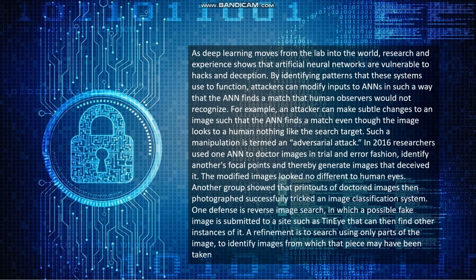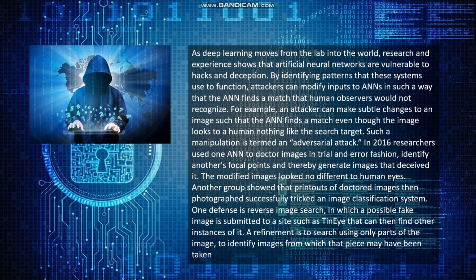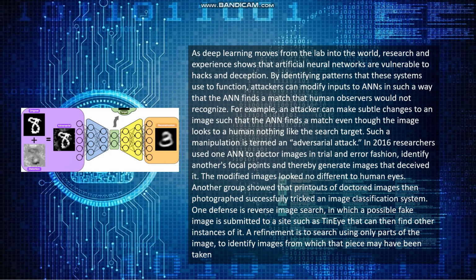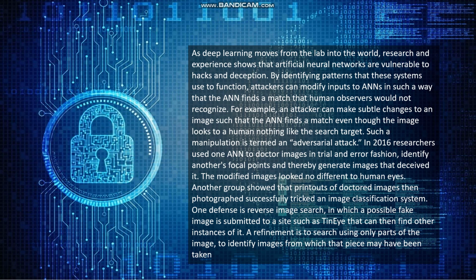As deep learning moves from the lab into the world, research and experience show that artificial neural networks are vulnerable to hacks and deception. By identifying patterns that these systems use to function, attackers can modify inputs to ANNs in such a way that the ANN finds a match that human observers would not recognize. For example, an attacker can make subtle changes to an image such that the ANN finds a match even though the image looks to a human nothing like the search target. Such a manipulation is termed an adversarial attack.